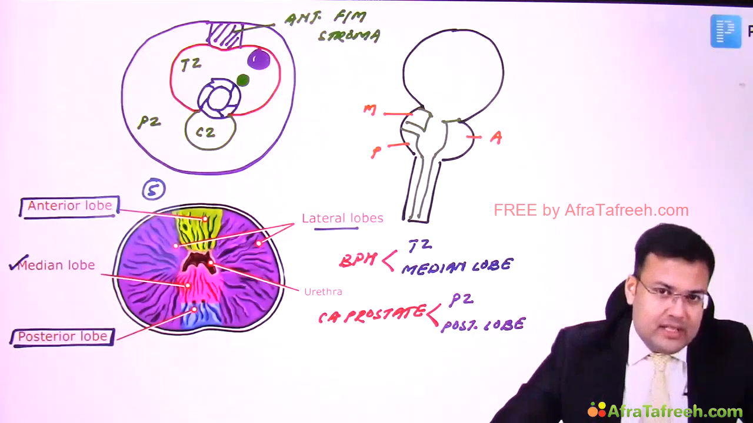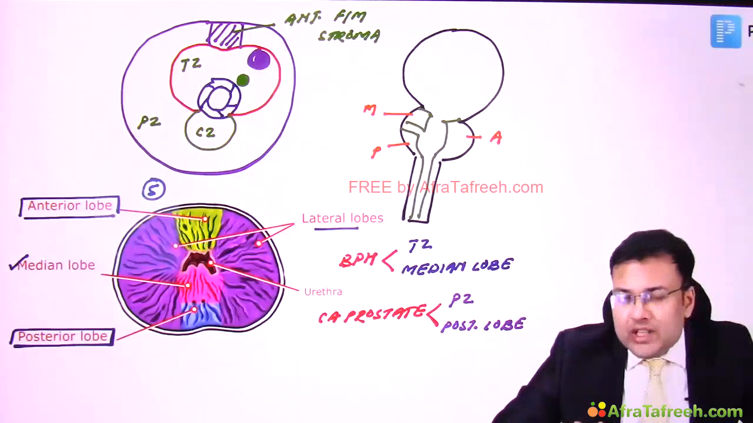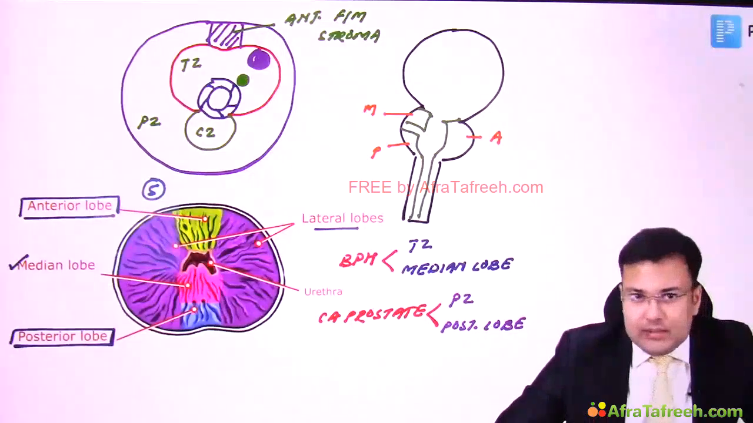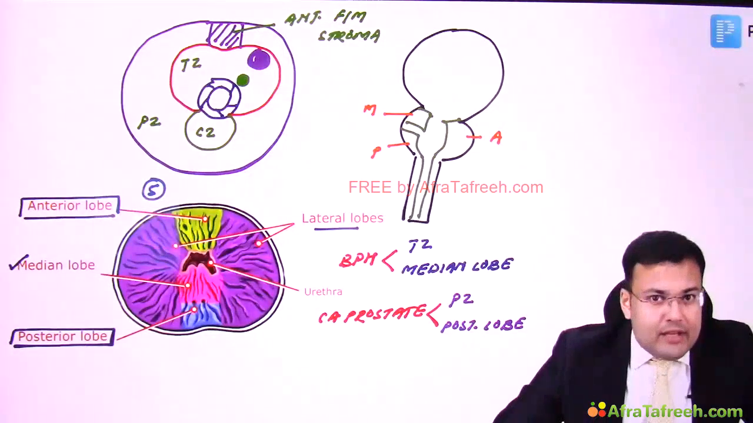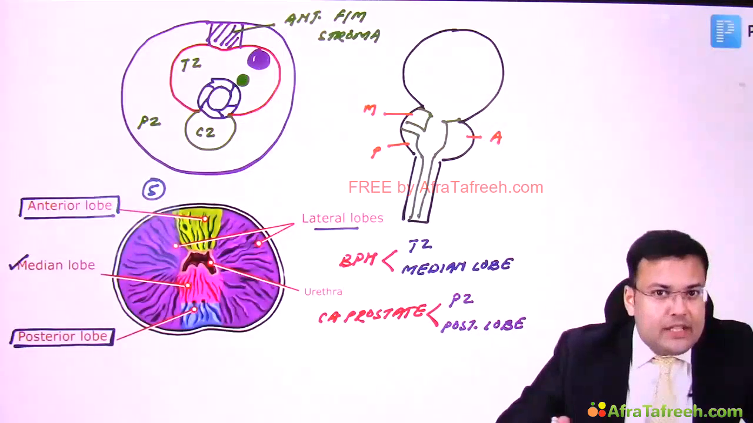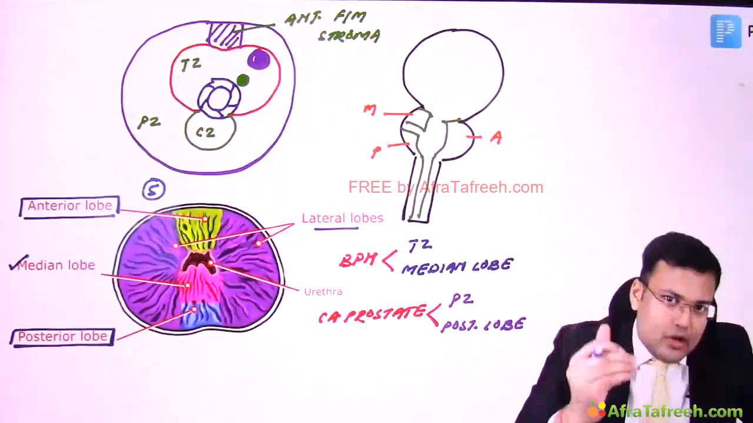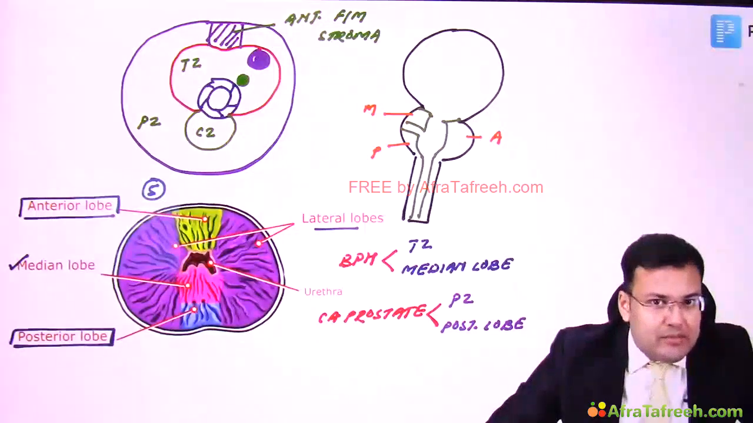It means one point is clear, that there is no correlation between size of prostate and severity of symptoms in BPH. Even if a large nodule is there which is farther from urethra, patient might be asymptomatic, and even if a small nodule is there which is very close to urethra, patient might be symptomatic.